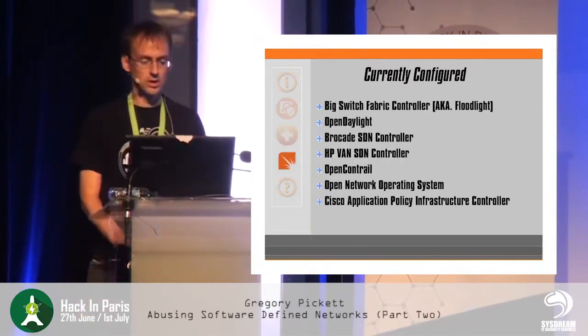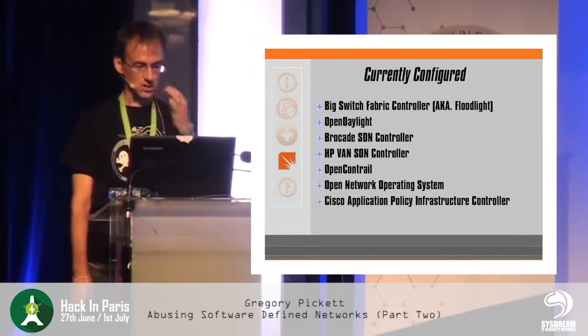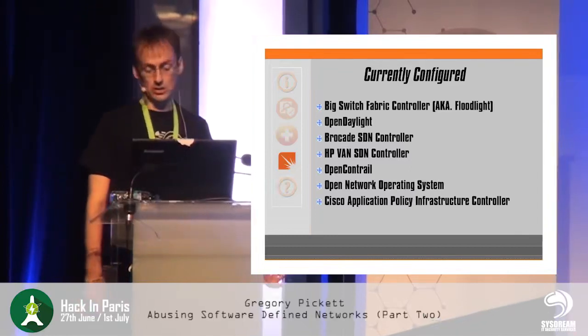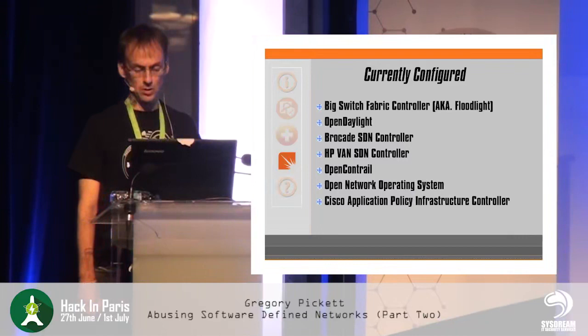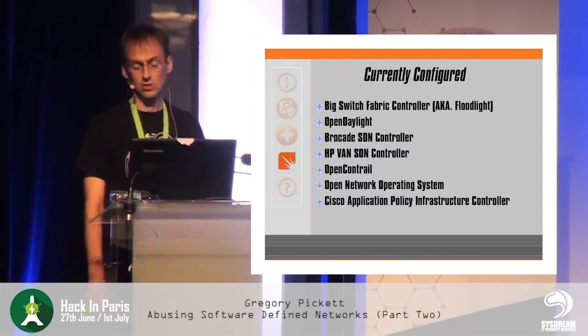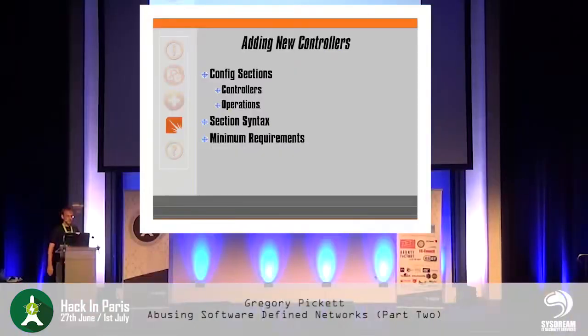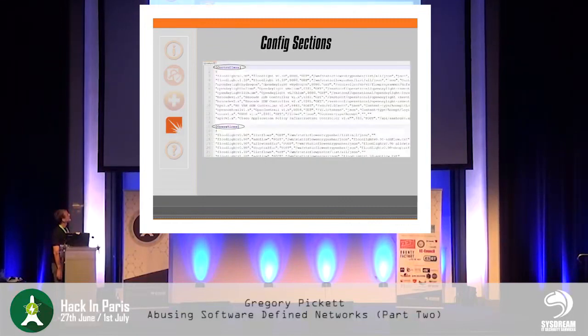Okay. The SDN toolkit has 7 controllers currently able to work with: Big Switch Fabric controller, Open Daylight, Brocade SDN controller, HP VAN, Open Contrail, Open Network Operating System, Cisco Application Policy Infrastructure Controller, APIC. Adding new controllers is pretty straightforward with the controller section, the operation section. There, we'll cover that as well as the section syntax and the minimum requirements for adding onto that. Okay. There's our sections there.